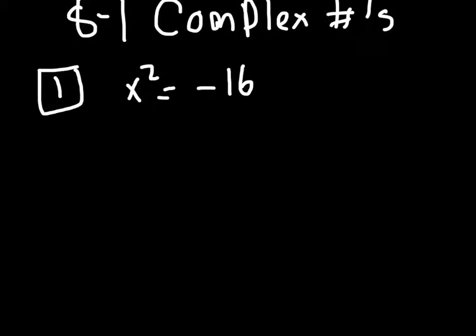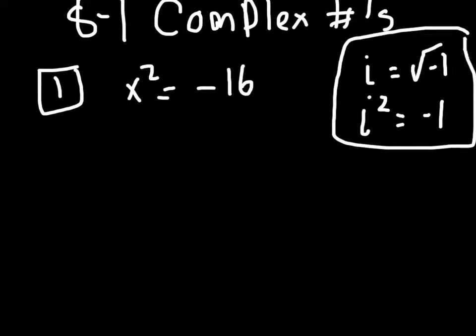Complex numbers are defined with this letter i. i is defined to be the square root of -1, and if you square i, that's defined to be just -1. These are your definitions that you're going to use in this lesson. We'll talk about how to do these problems, and then we'll talk about a little bit of application.